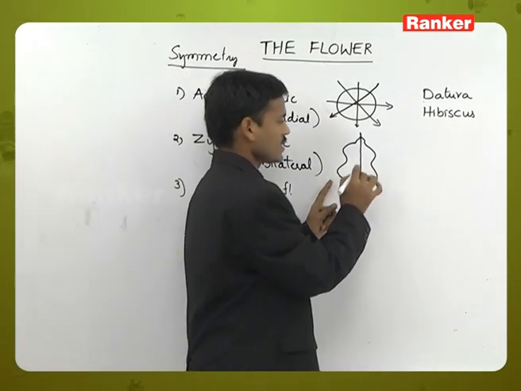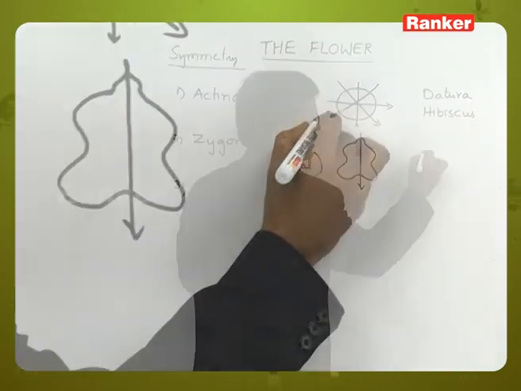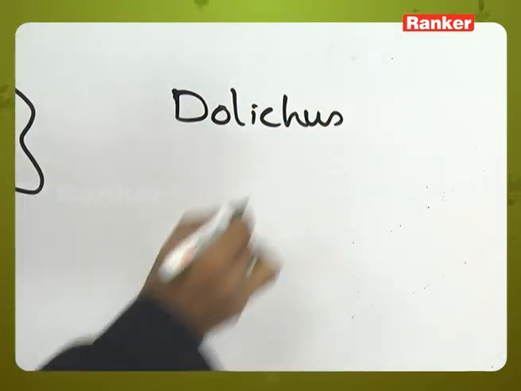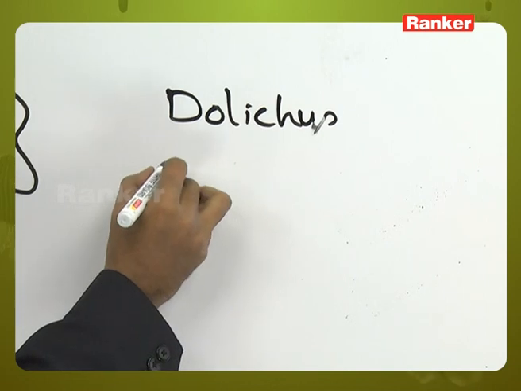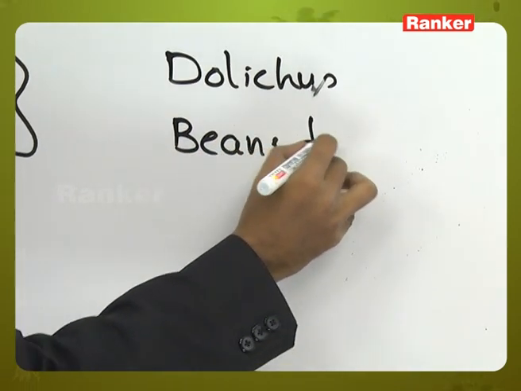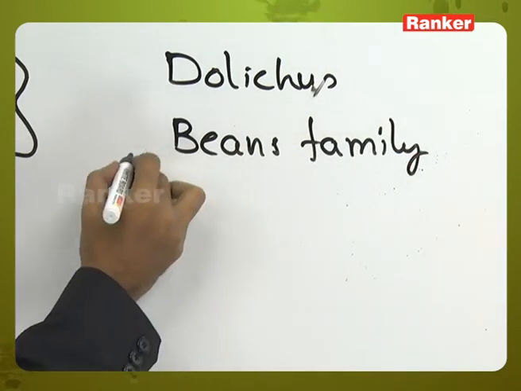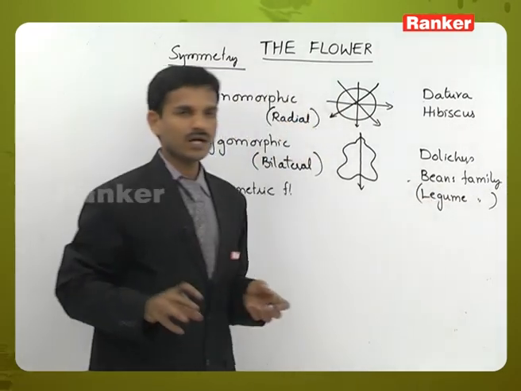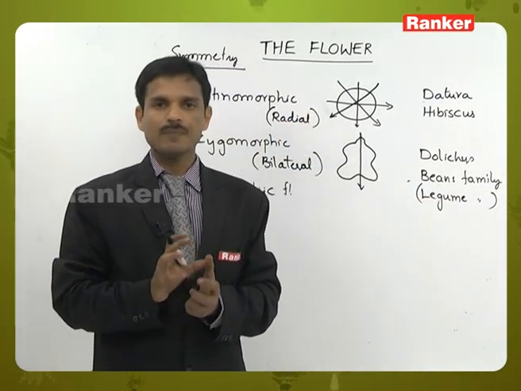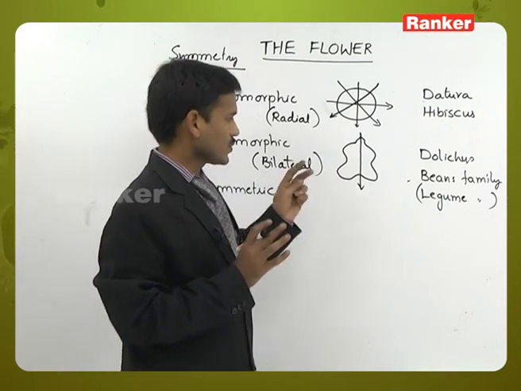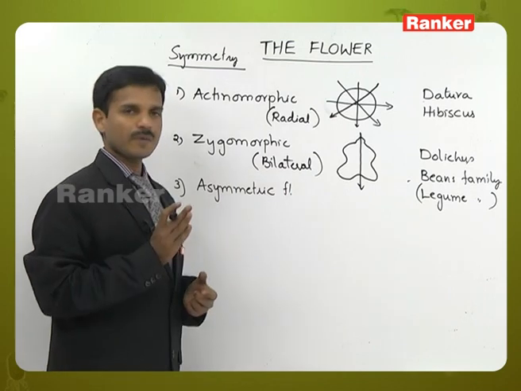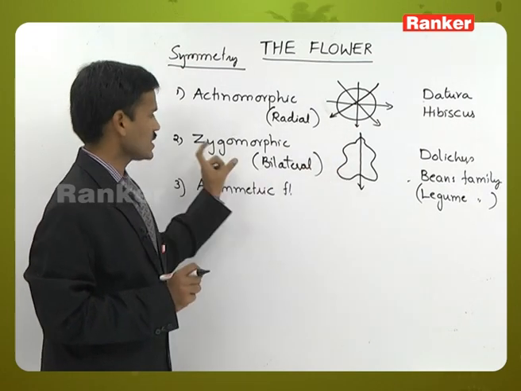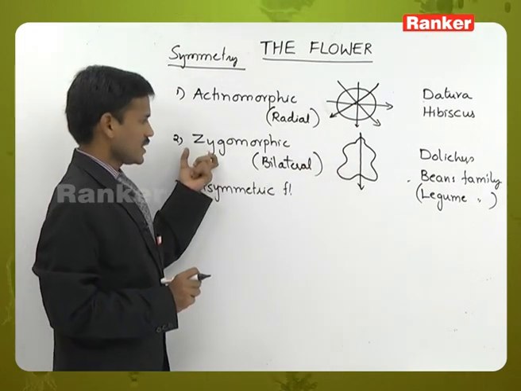So this type of flowers are observed in legume plants, dolichos and beans, the legume family. In legume family, the corolla is papilionaceous corolla. So due to that papilionaceous corolla, the flower can be cut into only two equal halves by a single plane. So here it is zygomorphic.